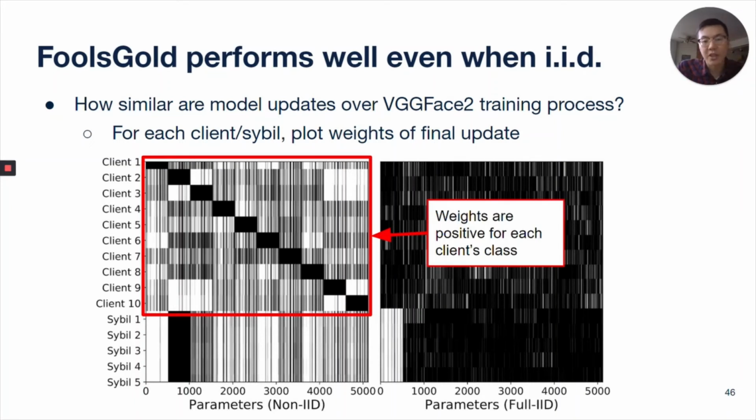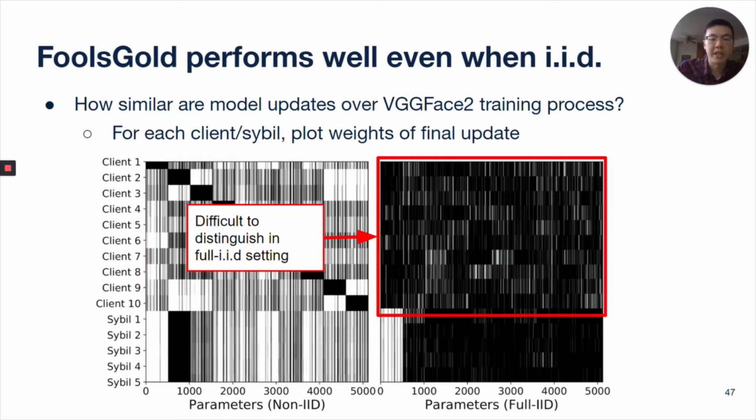On the left is the non-IID case, and you can see a diagonal black checkered pattern. This occurs because the data is non-IID, so each client has only data for a single class and only contributes or primarily contributes updates pertaining to that class. In the full IID case, where the data is evenly distributed amongst the 10 honest clients, it is a lot more difficult to distinguish these honest clients from each other, and they all appear largely similar.